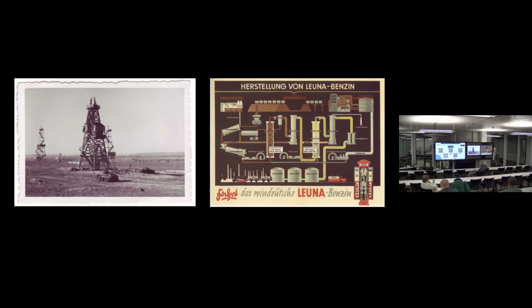These are very famous chemical technologies of putting together coal and hydrogen to produce liquid gasoline, and of course they tried to use the oil they had to conquer other oil fields.